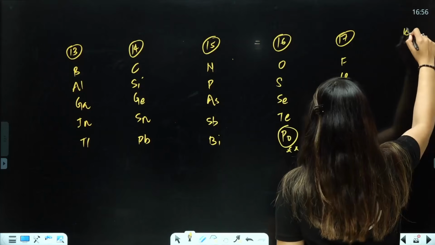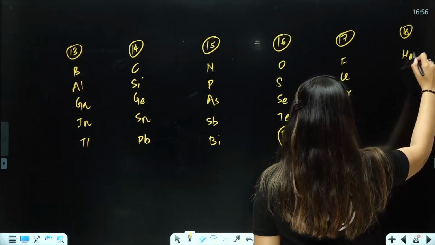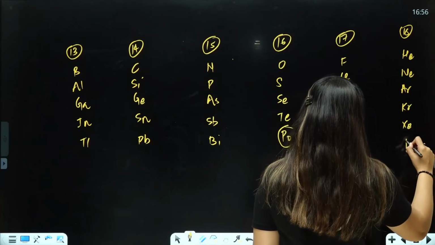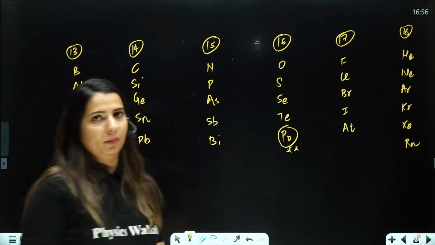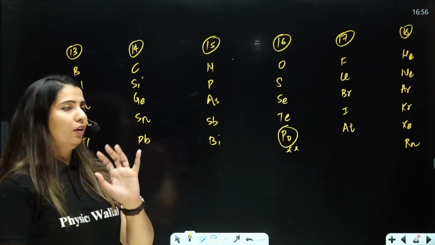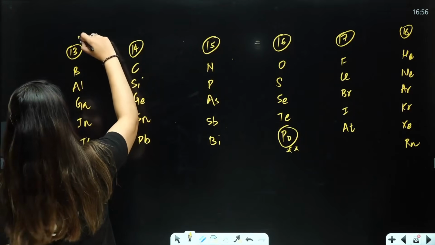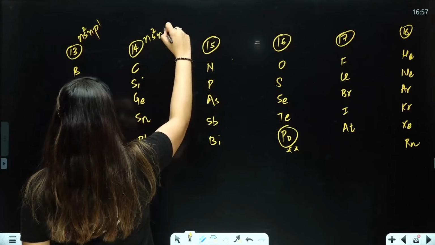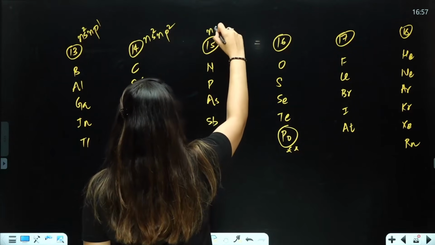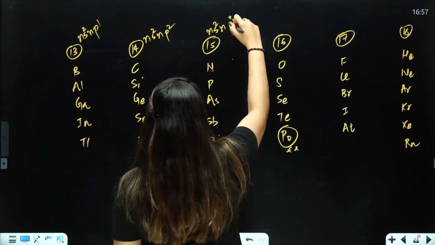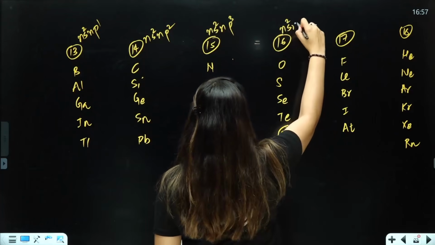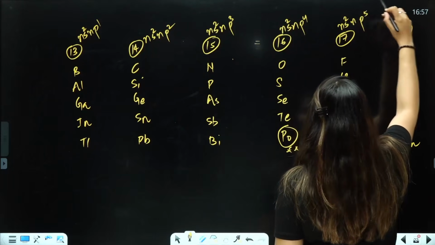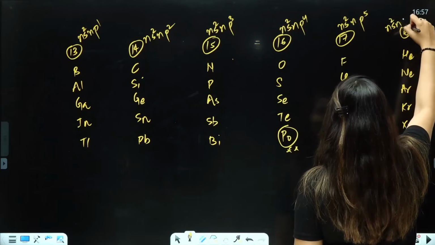And then group 18. These all are the noble gases. So you need to remember all of the elements present. General electronic configuration: ns2 np1. Here we have ns2 np2. Then we have ns2 np3. Then ns2 np4. Then ns2 np5. And then we have ns2 np6.